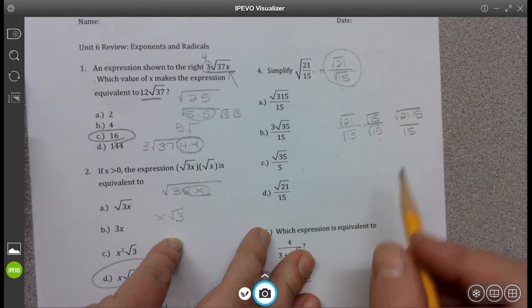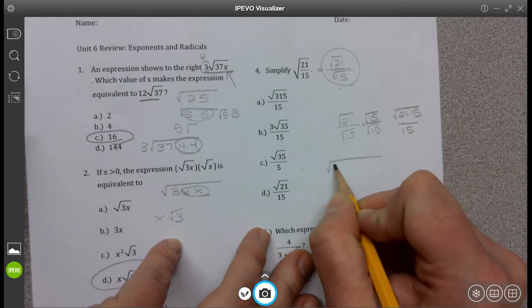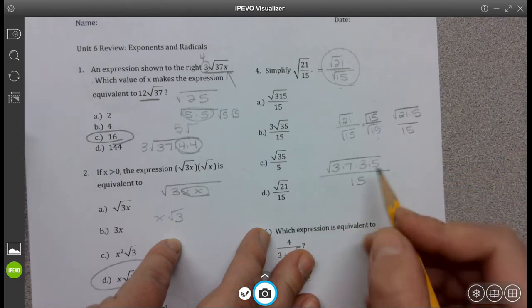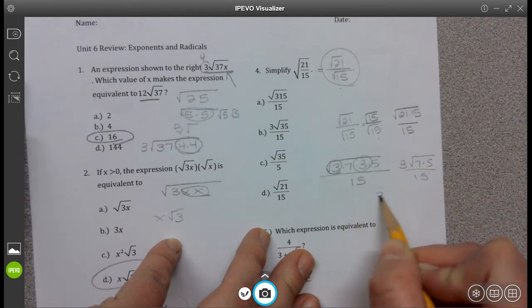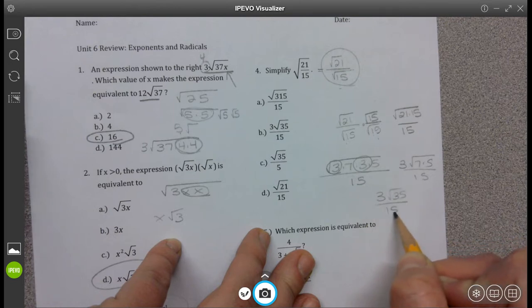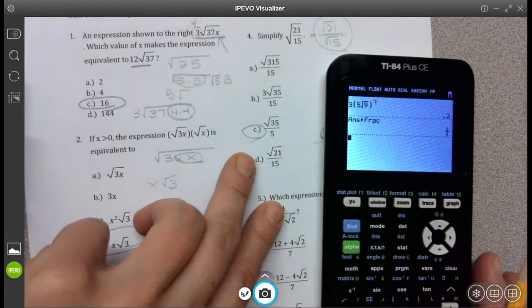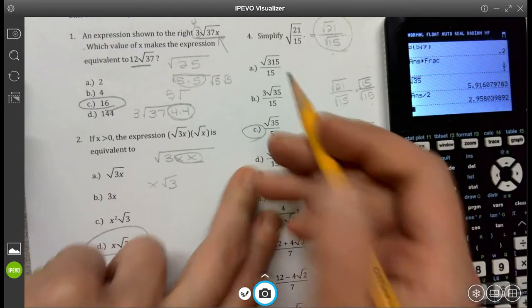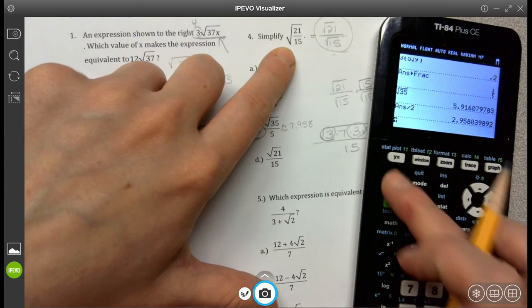I can make it a giant number, but I know I need to break it down. So it's going to be 21 is 3 times 7. 15 is 3 times 5. Take out the 3's, and I'm left with 7 times 5, which is 35 over 15. This reduces to a 5th, root 35, and your answer is C. Here's the thing. Square root of 35, enter, divided by 5 is about 2.958.